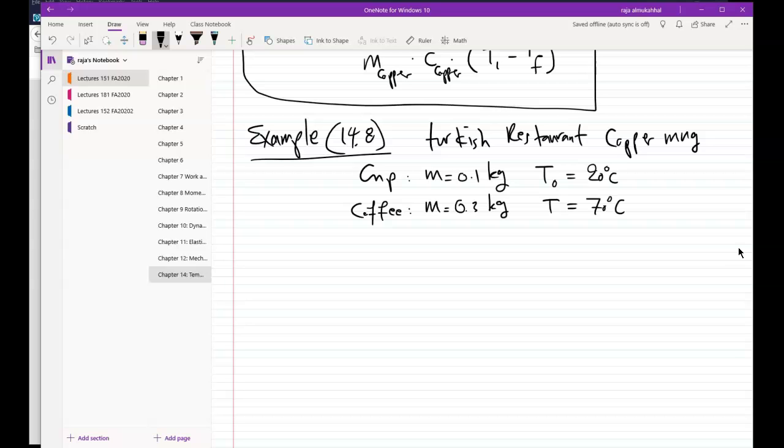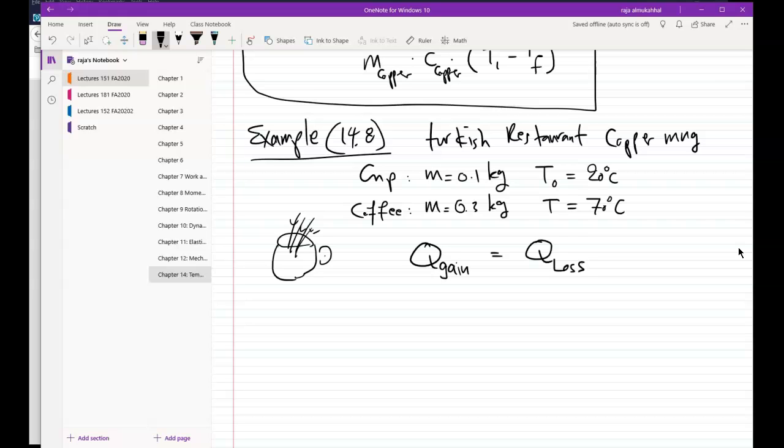Okay, so what happened now? Here is the cup, with this mass and this temperature. Now you pour the coffee in there, and if you wait long enough, it's going to reach thermal equilibrium. So I'm going to say that heat gain equals heat loss. Heat gain equals heat loss.